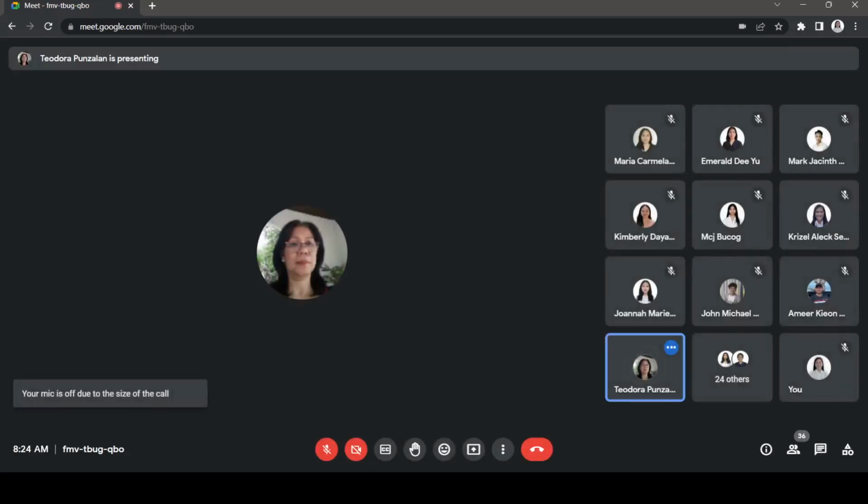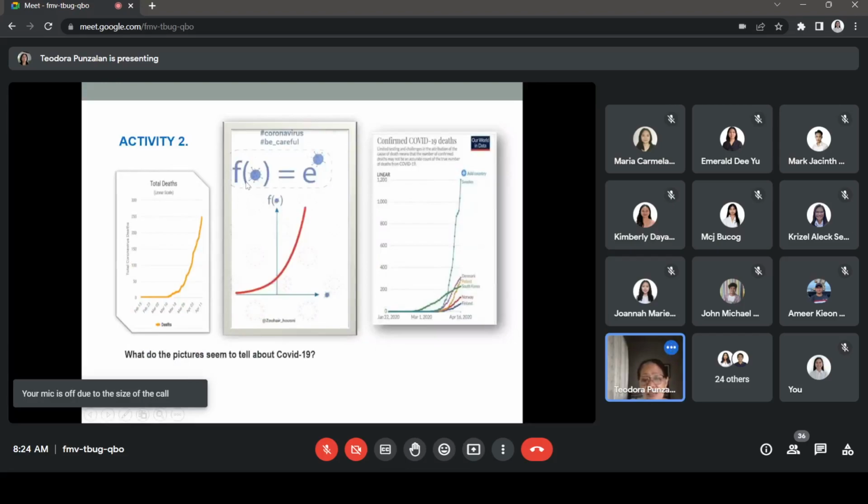Okay. COVID-19 follows the exponential curve. F of x equals e to the power x. This is the exponential curve graph. So looking back at the total deaths before, at the start, at the onset, it was low at first, then suddenly rose. That's why schools were closed.